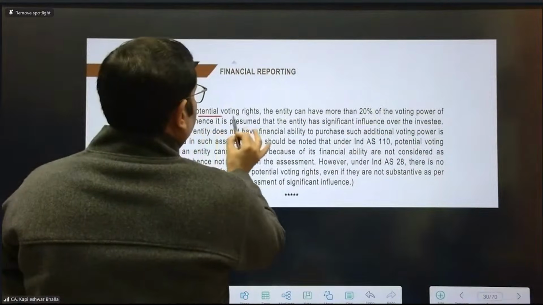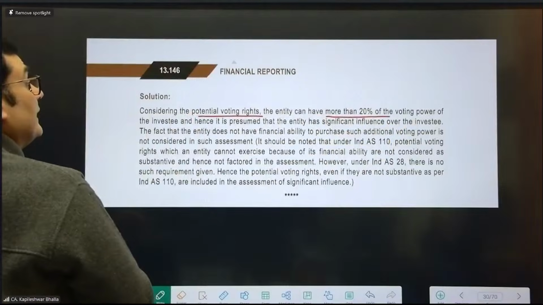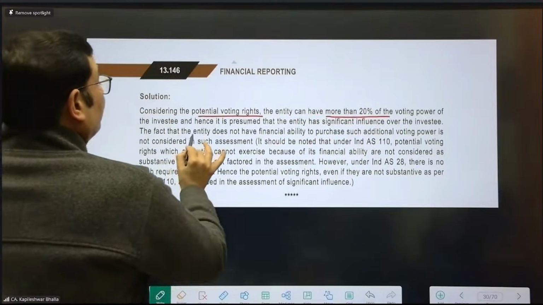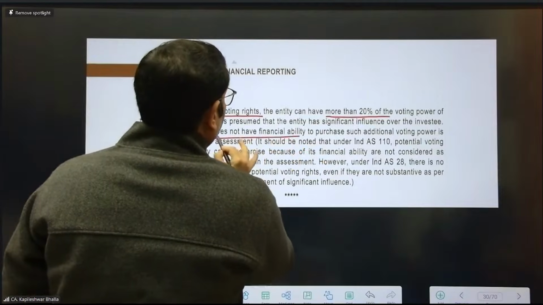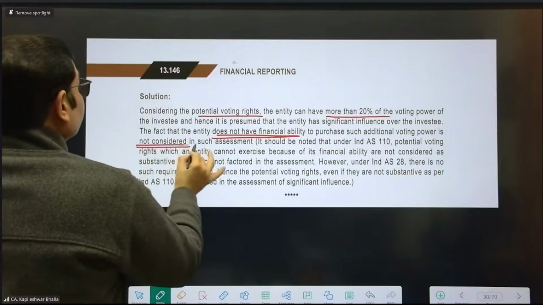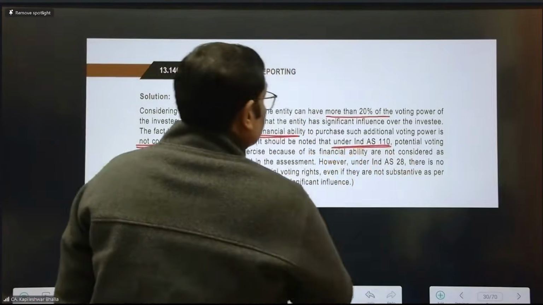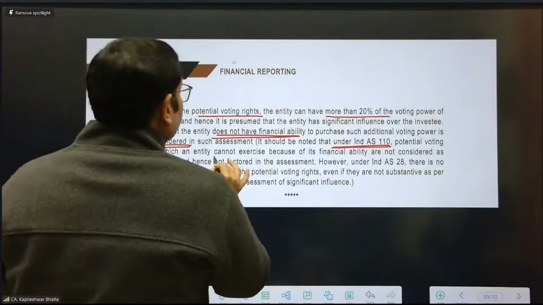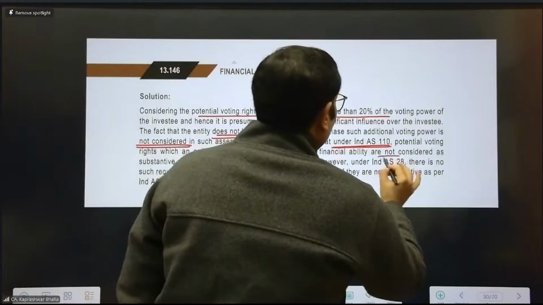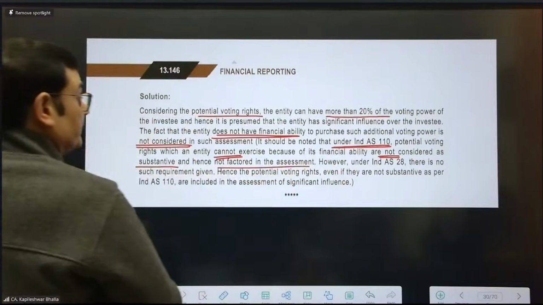Considering the potential voting rights, the entity can have more than 20% voting power, and hence it is presumed that you get a significant influence over the investee. The fact that the entity does not have the financial ability to purchase additional voting power is not considered in such assessment. It should be noted that under Ind AS 110, potential voting rights which the entity cannot exercise because of the financial ability are not considered as substantive and hence not factored in the assessment.